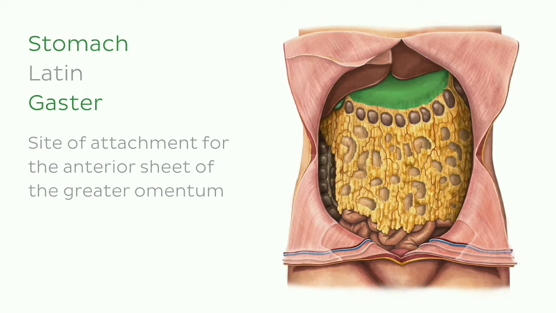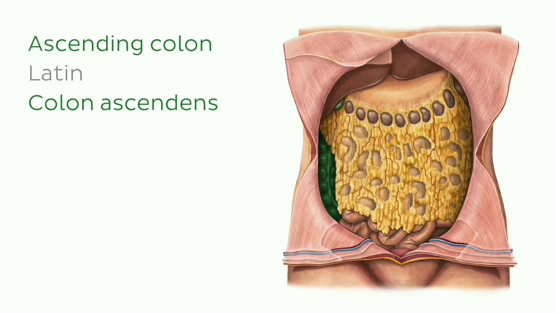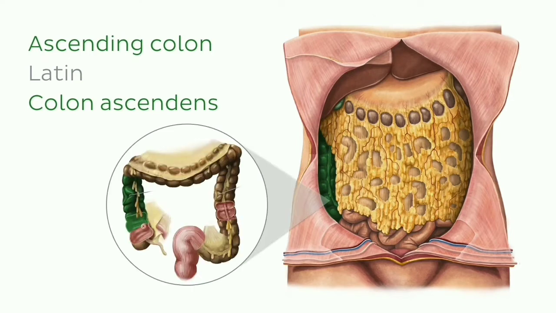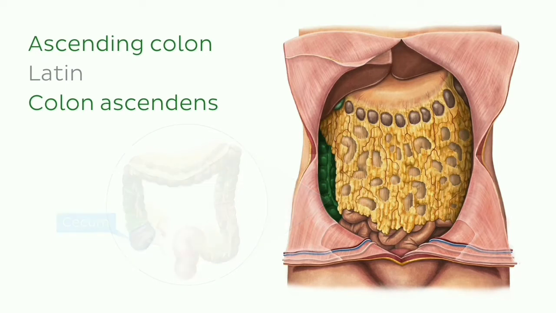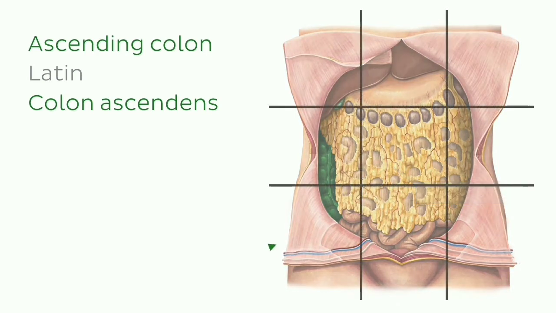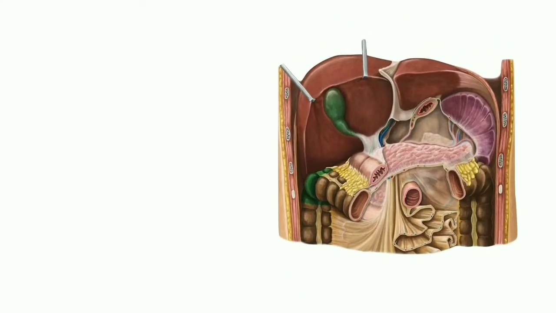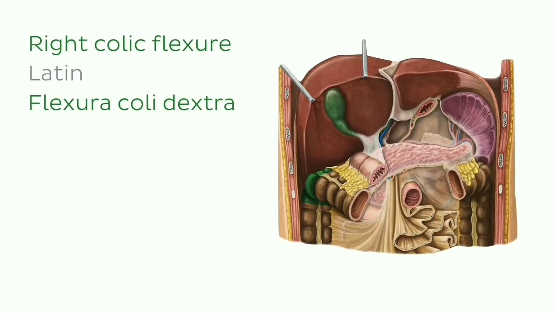Let's move on to look at the large intestine, starting with the ascending colon. The ascending colon is the second part of the large intestine, and it comes after the cecum, which we can see if we look at the large intestine in isolation. And as we can see from our first image, it is located to the right of the greater omentum and ascends from the lower right quadrant of the abdomen to the upper right quadrant. If we dissect away the greater omentum and some of the abdominal organs, we can also see the right colic flexure. And the right colic flexure is the transition point between the ascending colon and the transverse colon.